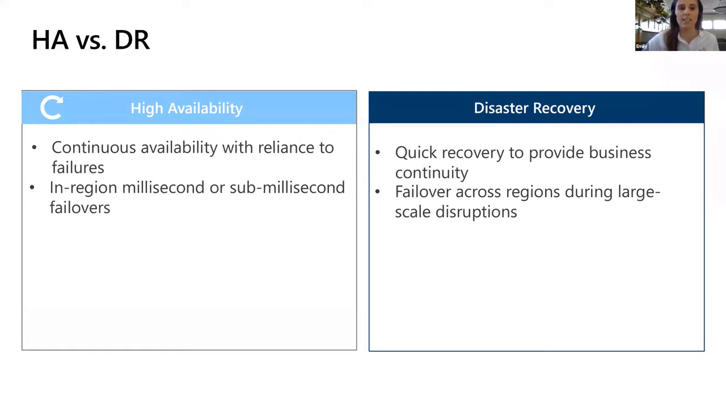Next, the span of time for high availability failovers is in the range of milliseconds to sub-millisecond. The idea behind this is that there should be no disruption to the user, and it should happen very fast. This is because the scope of high availability is hardware and software failures within a region, so within a closer area, whereas disaster recovery has a longer time to fail over because the scope can be across regions for much larger scale disruptions.